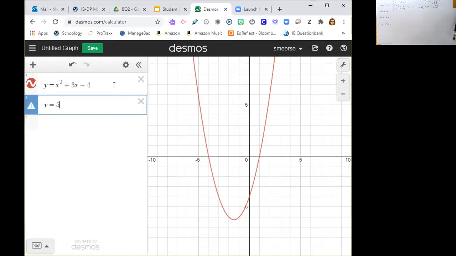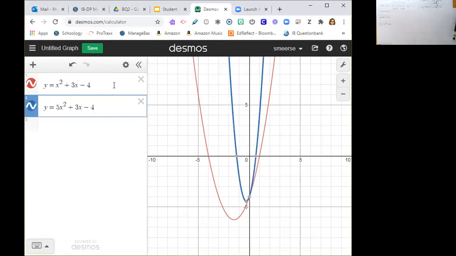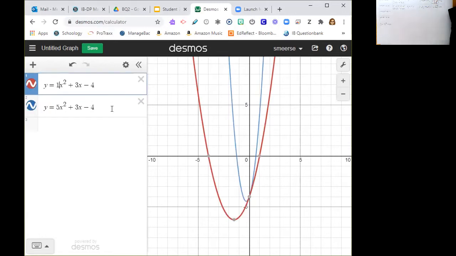So y equals 5x squared plus 3x minus 4. Ooh. So let's look at this little magic trick that we have here. So I'm hoping that you're noticing we have plus 3x minus 4, plus 3x minus 4 in both of these. We also have our x squared. That's what makes it quadratic. Now in this one right here, this was 1x squared. Doesn't change because the 1 likes to hide.